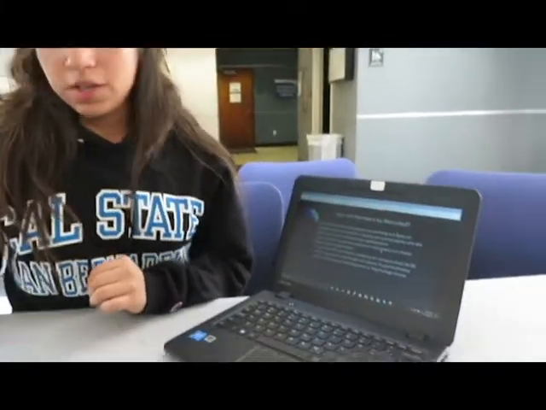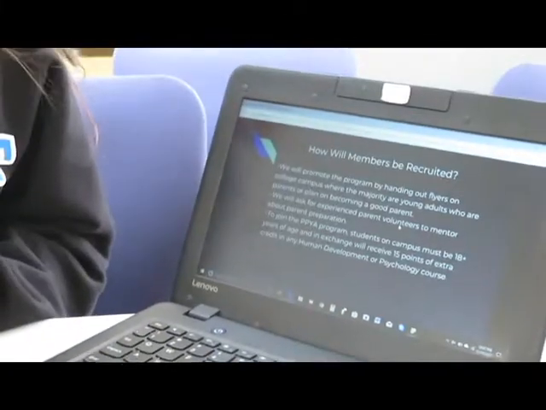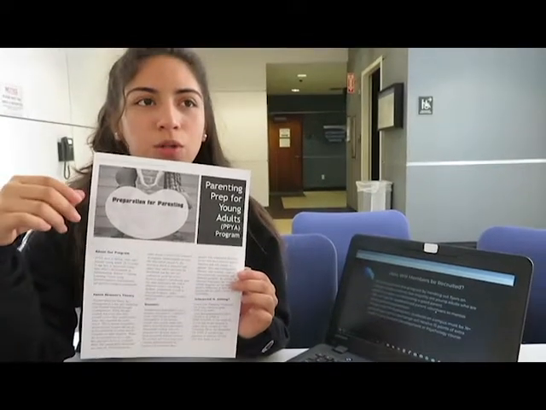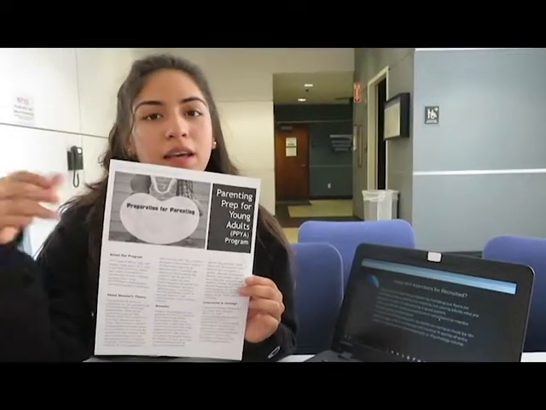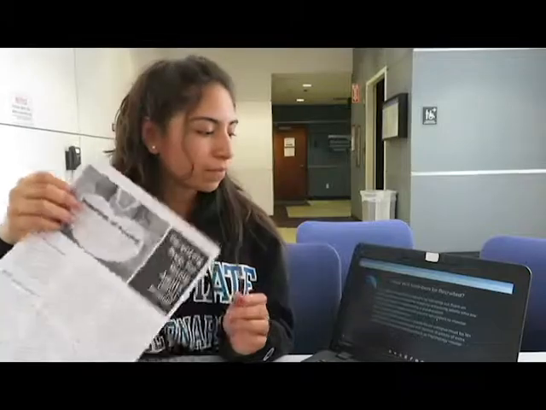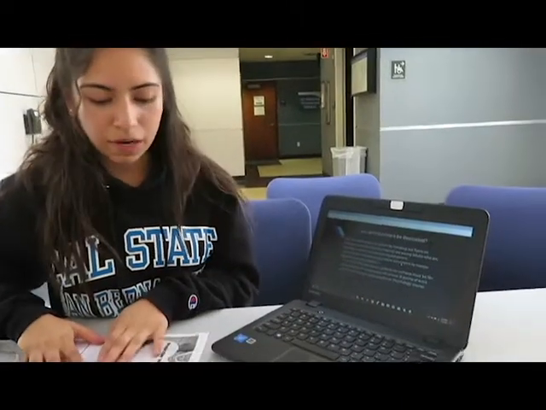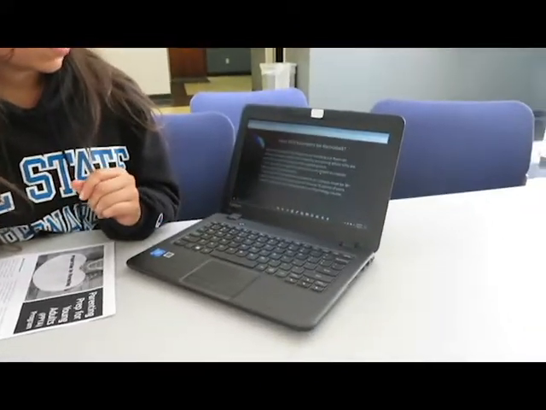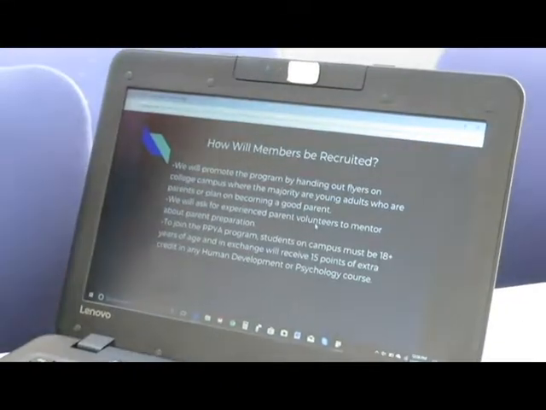How will members be recruited to our program? So one of the ideas that we do have is we plan to hand out flyers, and basically we'll just be on campus handing out flyers that will inform you about the program, and explain the benefits and how to join the program as well. And this program is mainly for students on campus, because they're the ones who are of the young adult age. Also, we will ask for experienced parent volunteers to mentor about parent preparation.